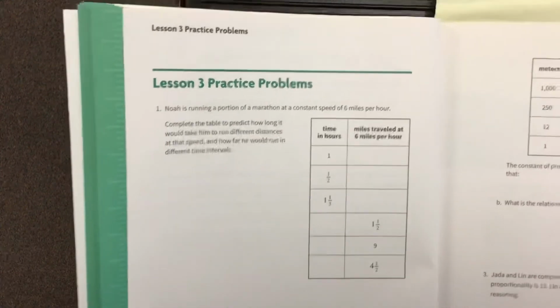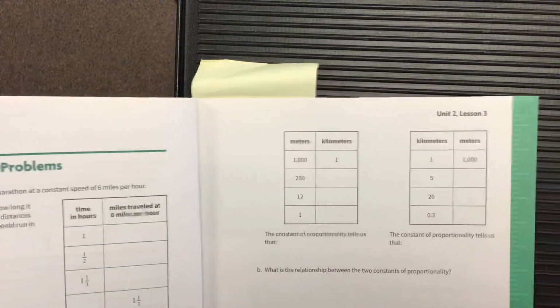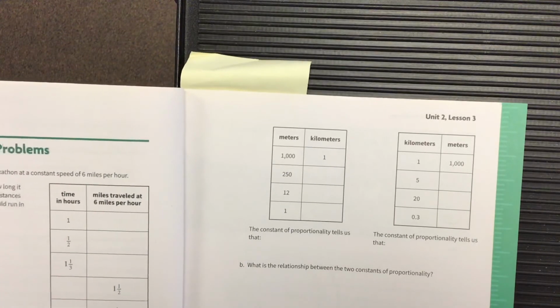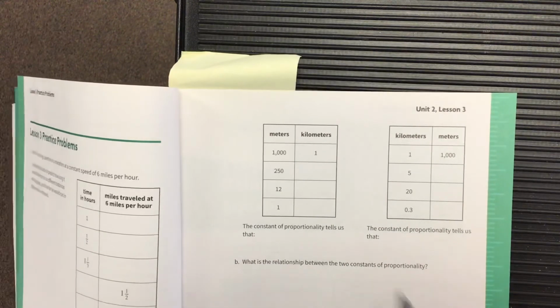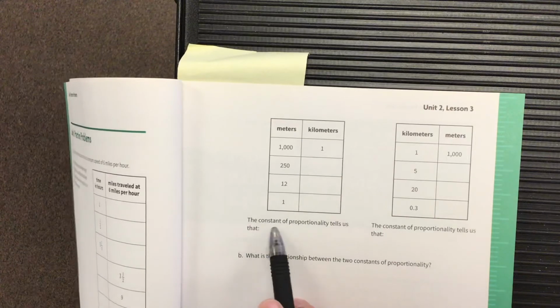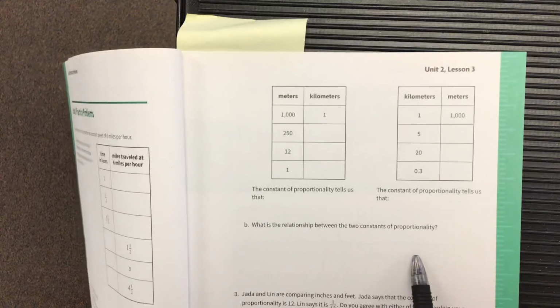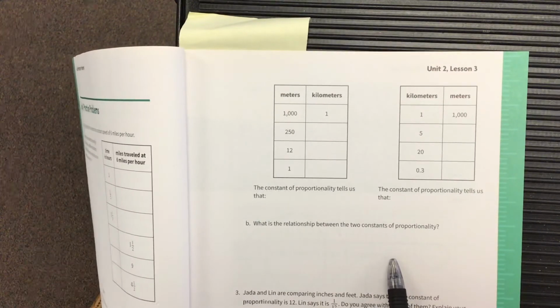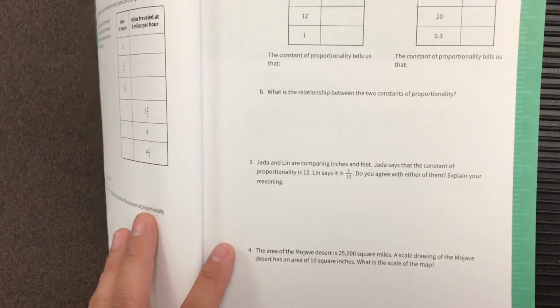Question number 2. We kind of filled that out with centimeters and meters in today's lesson. Now you've got meters and kilometers. It starts it for you there. Notice here it does ask you what the constant of proportionality is for each. What's the relationship? You can probably already guess what the relationship is going to be because we already answered that today. Okay, question number 3. Circle the word explain, please.